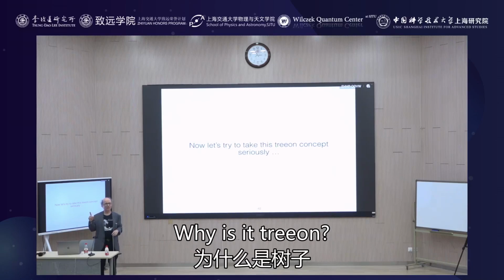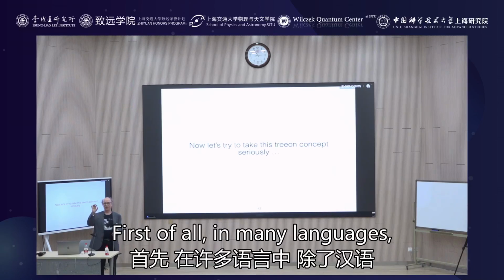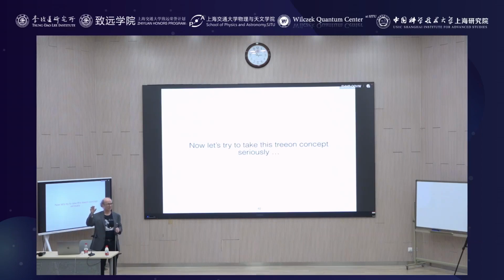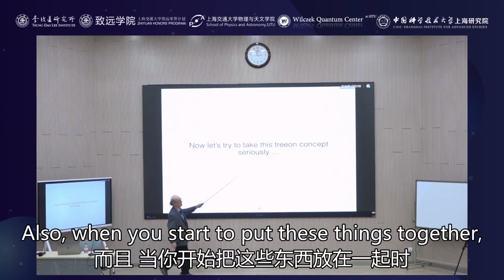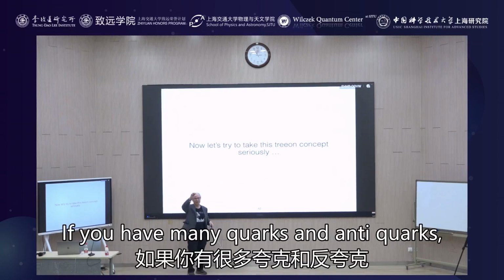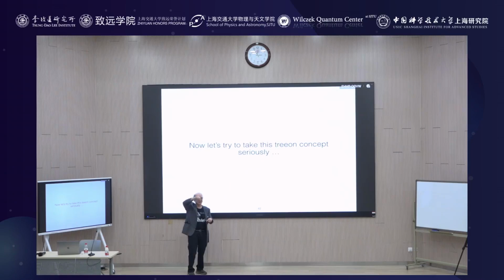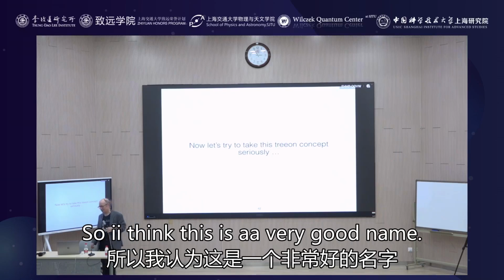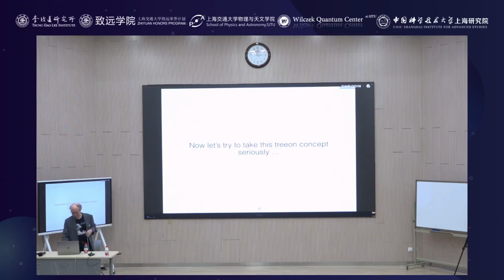By the way, trion, why is it trion? Well, first of all, in many languages, not Chinese, I'm afraid, tree, T-R-E, is the word for 3. So in Swedish, it's tre. Also, when you start to put these things together, they look like trees. If you have many quarks and antiquarks, join them up this way, it starts to look like trees. So I think this is a very good name.